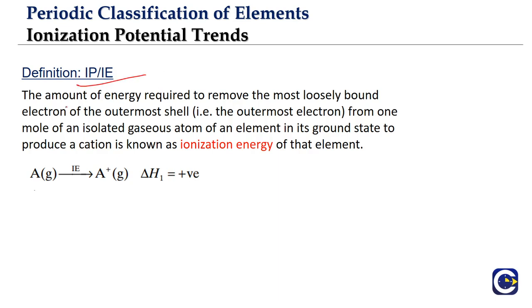It represents the amount of energy required to remove the most loosely bound electron of the outermost shell, which is the outermost electron. Say for example we have just 4s and 4p. In the fourth orbit there are two levels, 4s and 4p. Which of them will be loosely bound? The p electrons will be loosely bound. So the loosely bound outermost shell electron, when we are trying to remove it, will require energy.